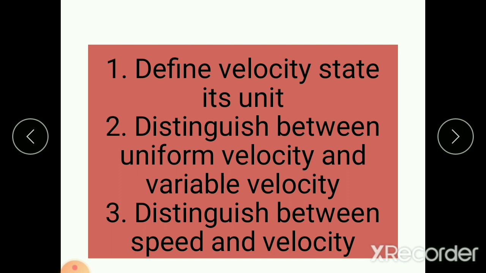So your homework is, first one, define velocity and state its unit. You have to define what is velocity and the SI unit and CGS unit. Second is distinguish between uniform velocity and variable velocity, that is uniform velocity and non-uniform velocity. Third one is distinguish between speed and velocity.